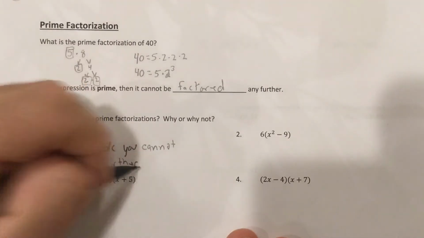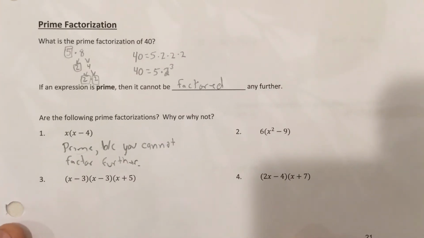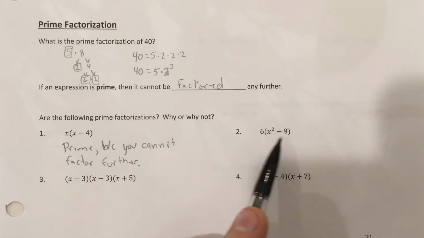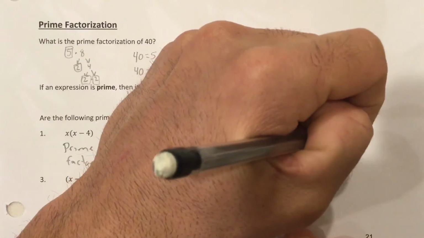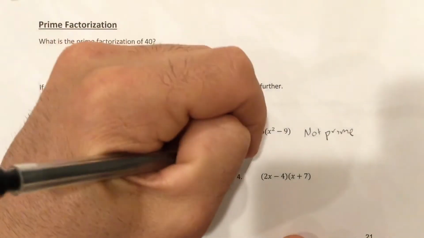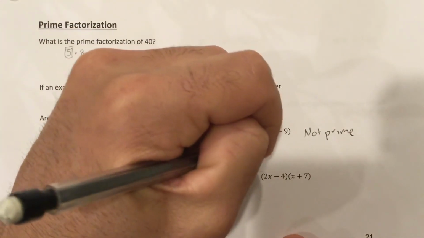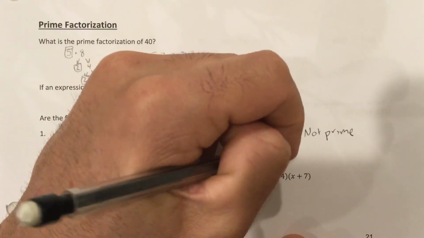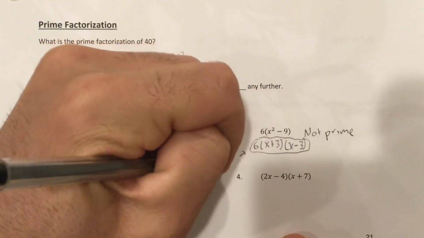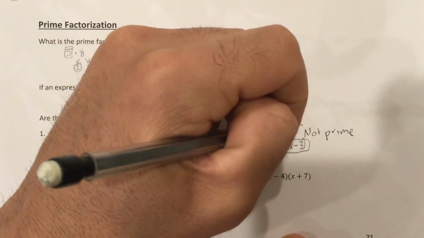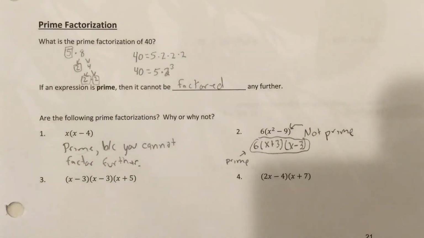If I look at number 2, I have 6 times the quantity of x squared minus 9. So I look inside here, and I do see a difference of squares. They're both perfect squares that are being subtracted. So this one is not prime. And then I would factor that as x plus 3 times x minus 3. So now this is prime, and this one was not prime.